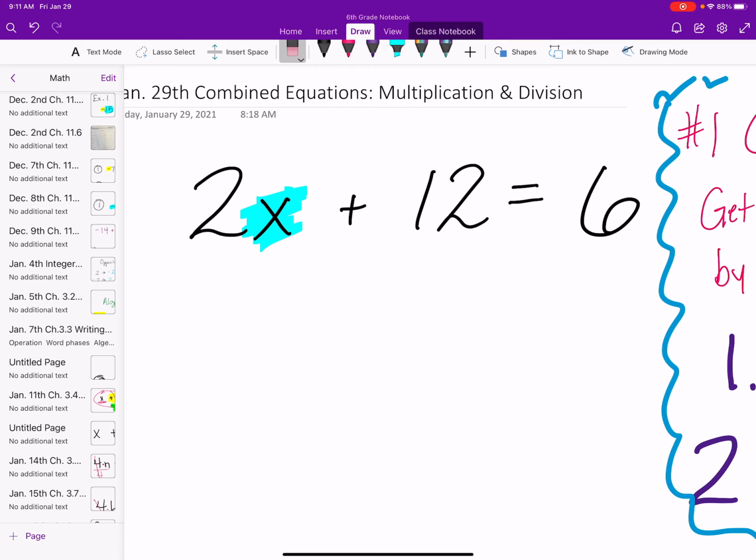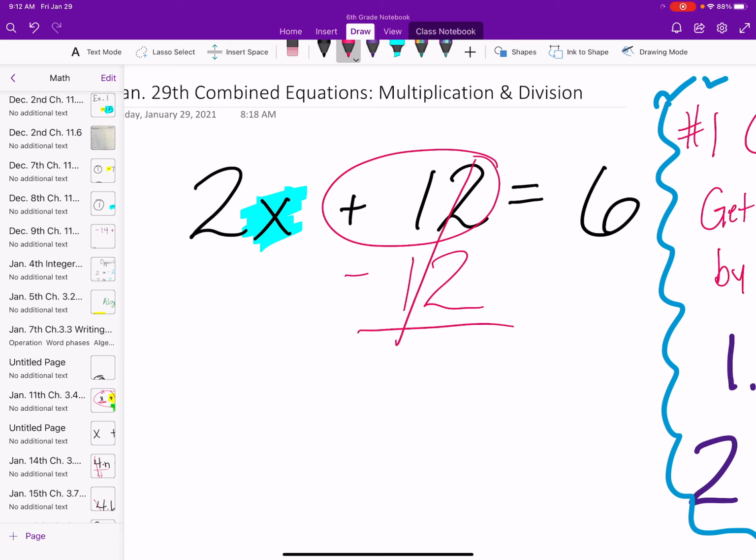So according to my rules, I am going to get rid of my addition or subtraction first. So this plus 12 is what has to go first. The opposite of plus 12 is minus 12. Now this is exactly like what we did in basic algebra last chapter. Now we're just putting it all together. So the opposite of plus 12 is minus 12. It cancels out on that side. Whatever I do to one side, I have to do to the other.